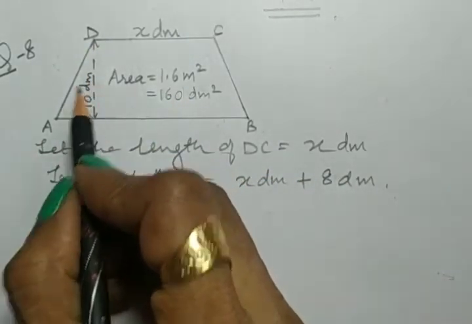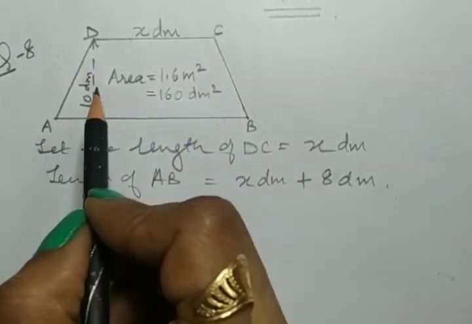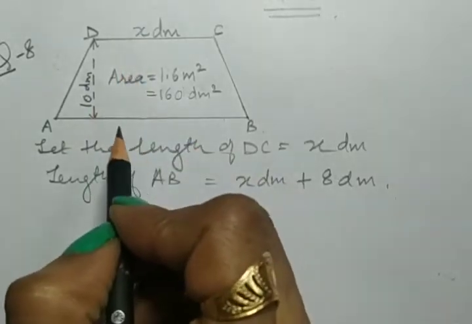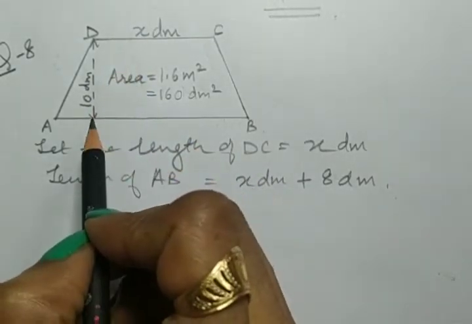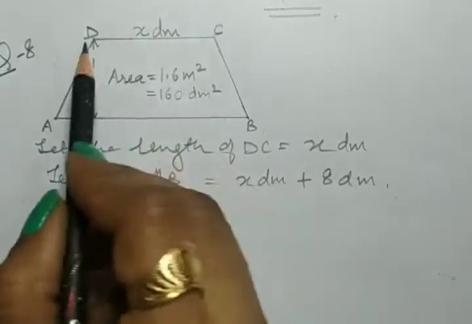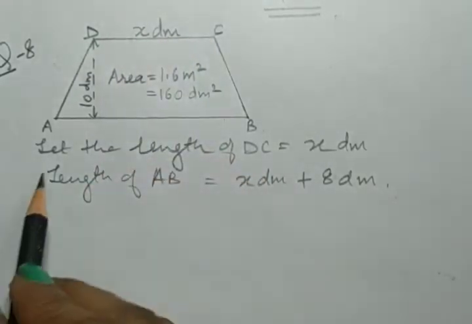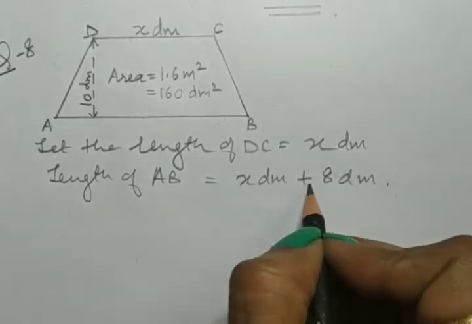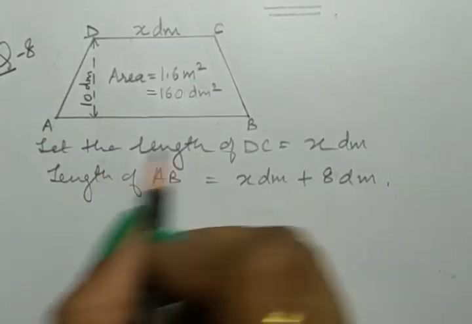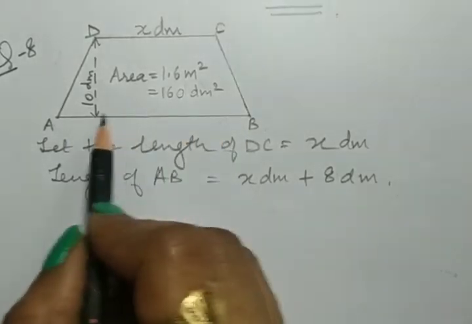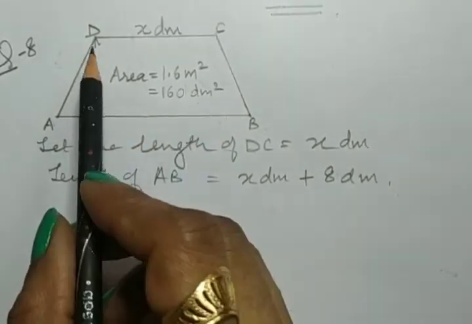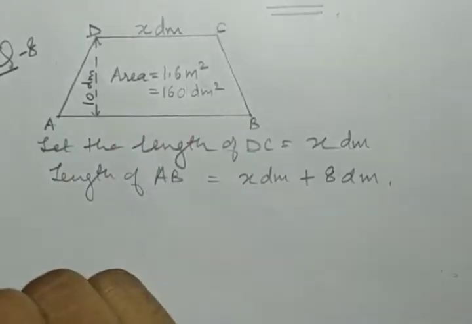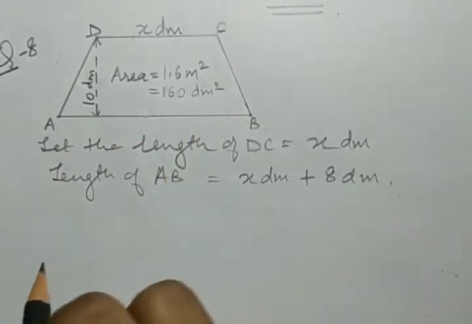Altitude is given, that is 10 decimeter, and according to the information, one of the parallel side is longer than the other by 8 decimeters. So consider the length of DC be x decimeter. So the length of AB, that is the other side, x decimeter plus 8 decimeters. You can also consider AB as x decimeter, then the length of the smaller side will be x minus 8 decimeters. Okay, so do this carefully.